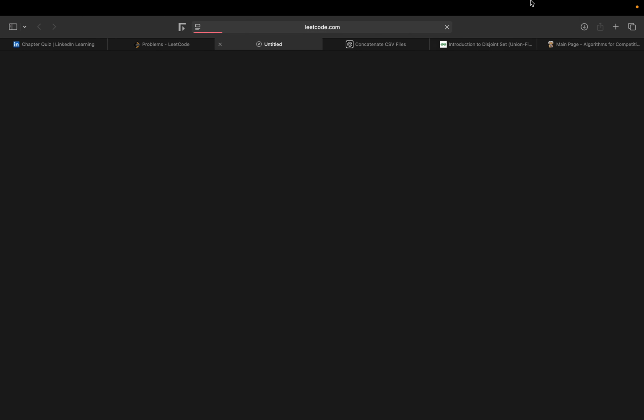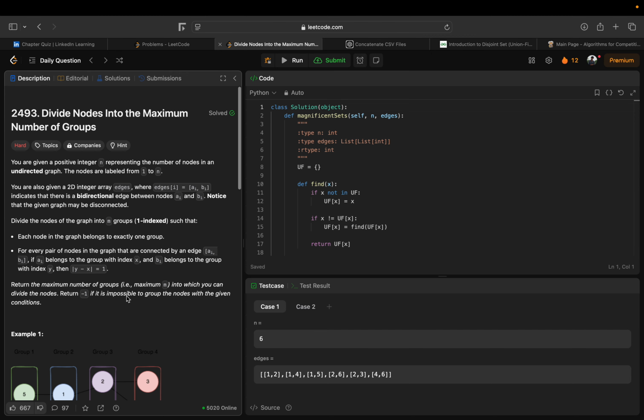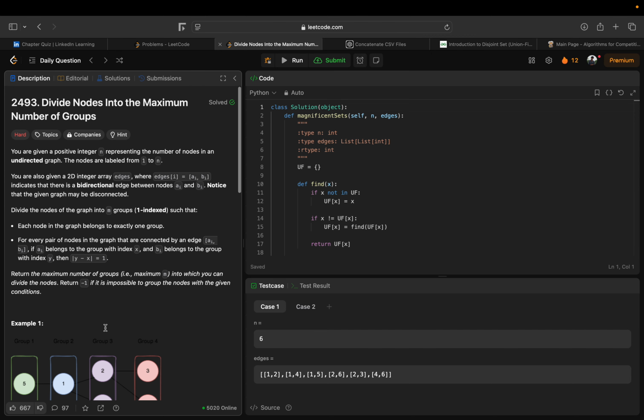Problem of the day for 30th January. So here is the problem: divide nodes into the maximum number of groups. I have tried this problem and solved it, so I am going to share the solution with you.